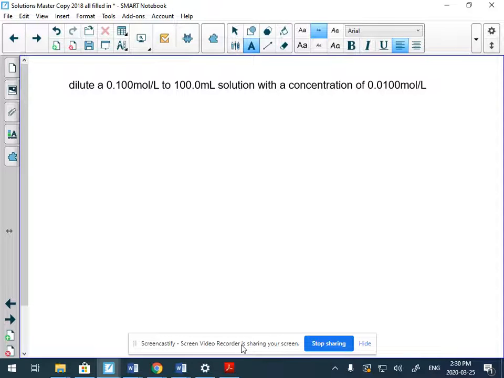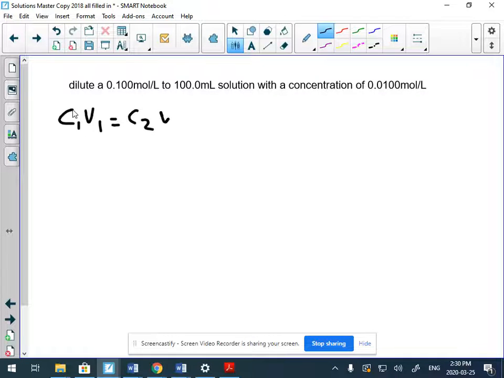Okay, this is the exact problem that z-dawg and I are going to show you in lab form. So I'm going to do the math pretty quickly. We have a dilution problem, so we're going to go C1V1 is equal to C2V2. I'm going to write down what I know.